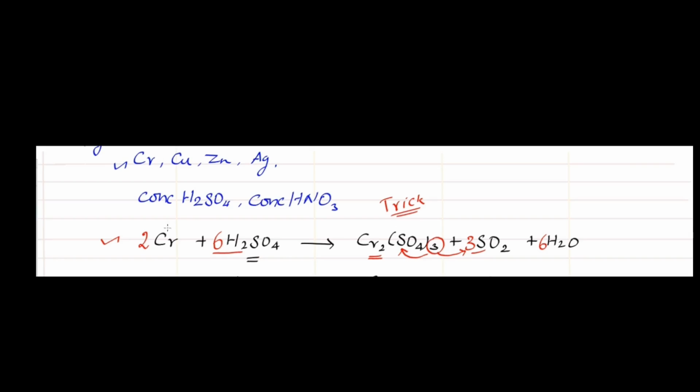Let me check. 2 Cr is present, 6 H2 is present in water, and 6 sulfur, 3 in sulfate and 3 in sulfur dioxide. So this is the trick.